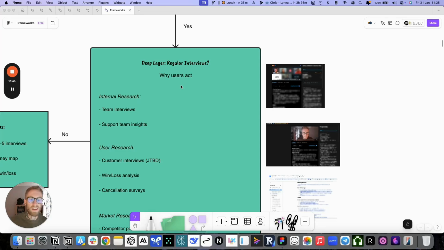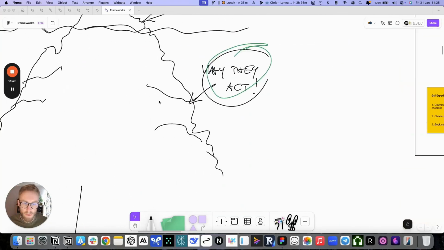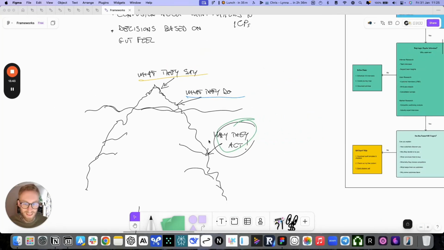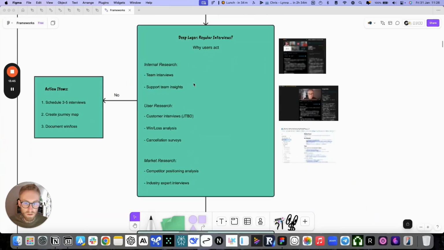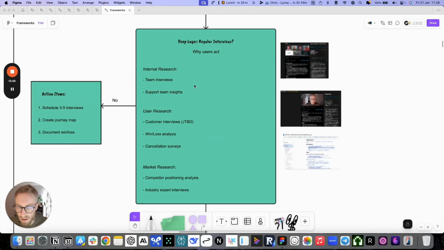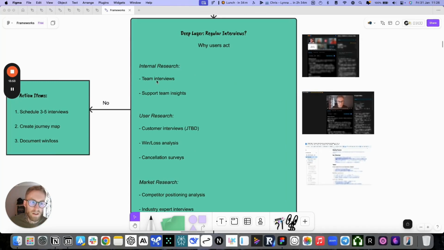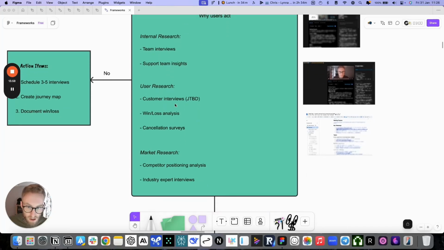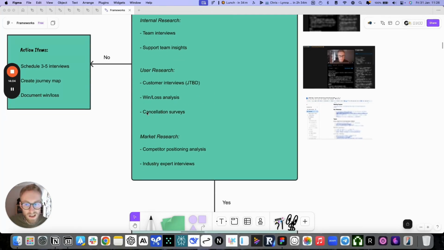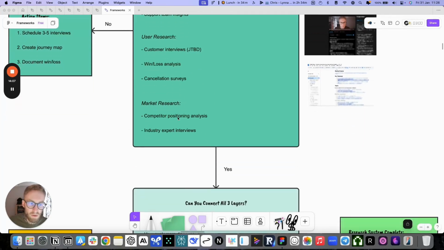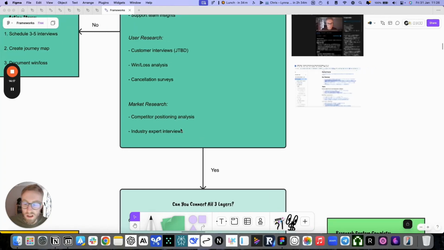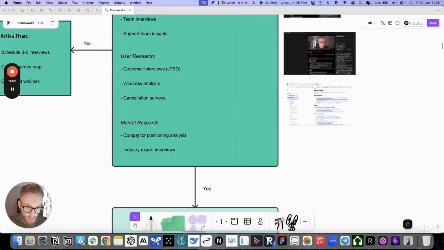So this is that part submerged in our iceberg that very few companies do or take the time to actually do well. So in this case, we have internal research team interviews, support team insights. For user research, we have customer interviews, very important, probably the most important. Win-loss analysis, cancellation surveys. For market research, competitor positioning analysis, which is basically a deeper version of our initial competitor analysis. Industry expert interviews, this is optional, rarely do it, but could be helpful.